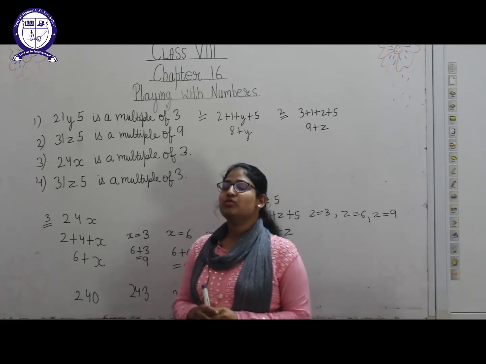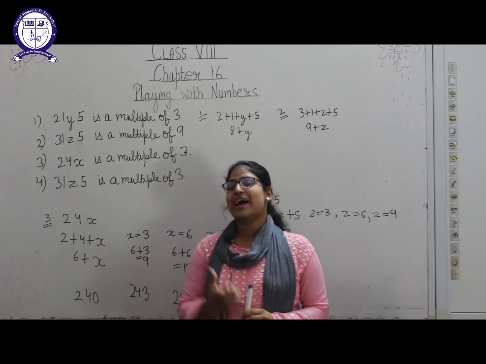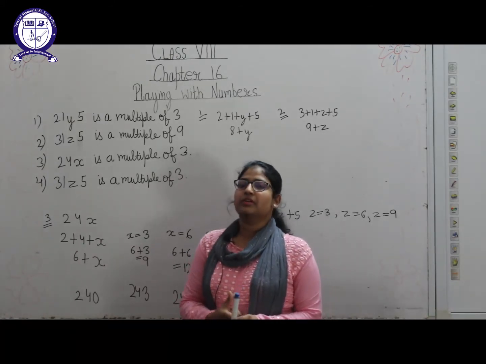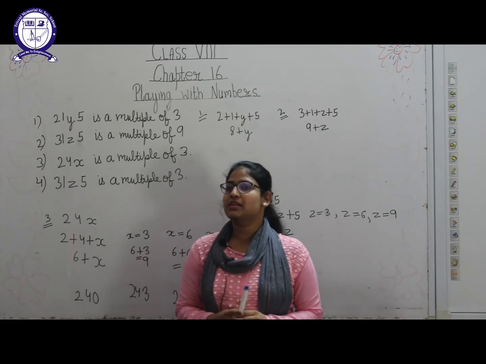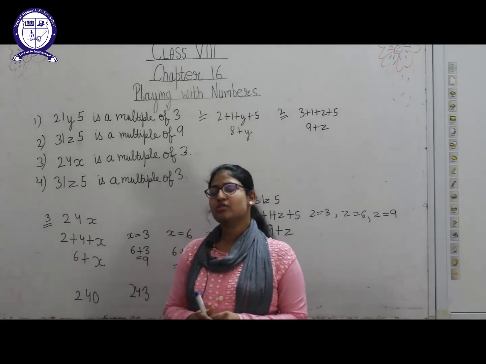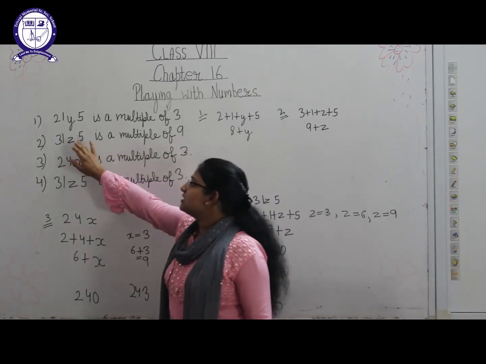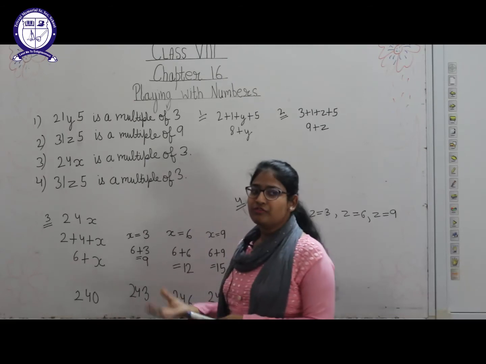Now the divisibility rule of 3 is that if we add the digits of that number, then the sum should be a multiple of 3 only. It is the same for 9 also. Like if we add these 4 digits, their sum should be a multiple of 9.